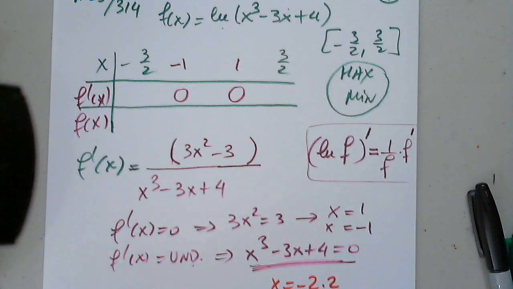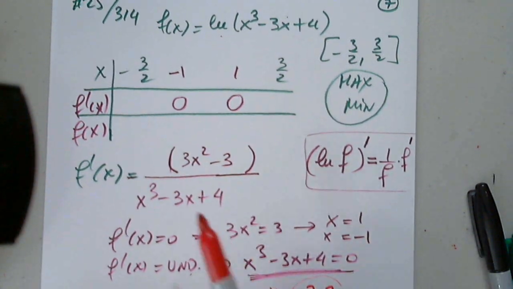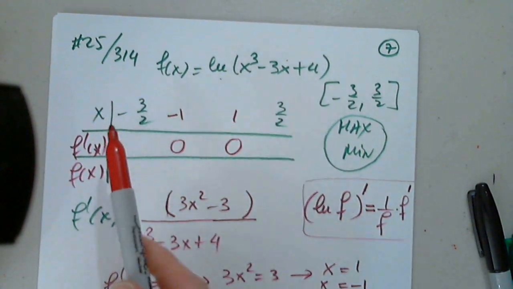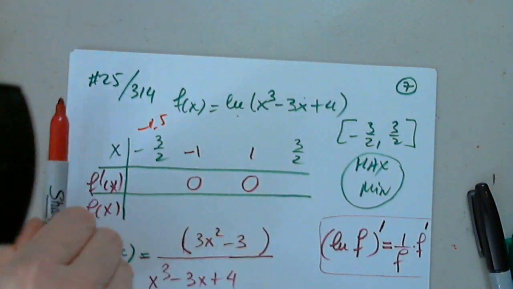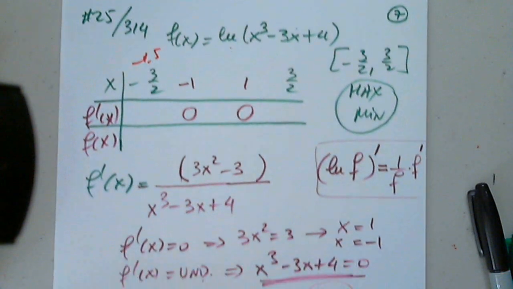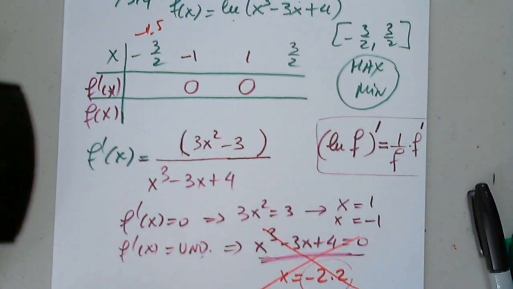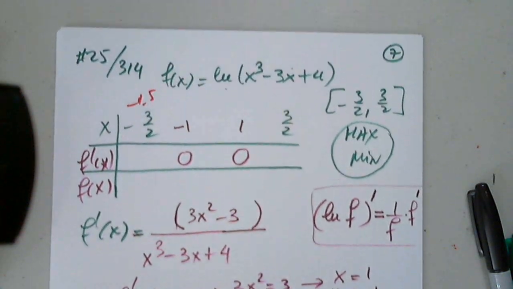However, notice what happens here. This is not in the interval. So this is negative 1.5, and we found a solution that is here to the left. So it's not in the interval, so we don't even have to talk about it.